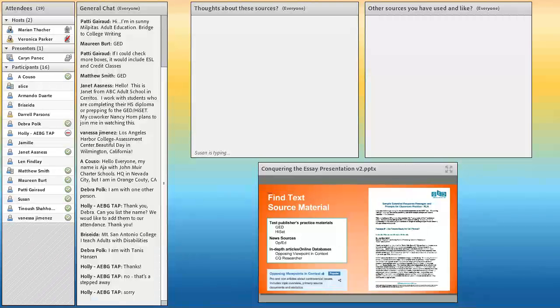I'm just going to move back to the slide that lists the sources so they can remember what they're commenting about in the first box.